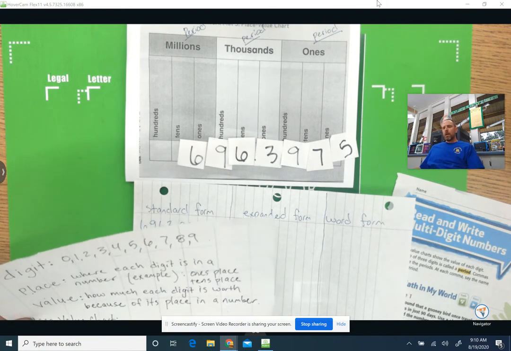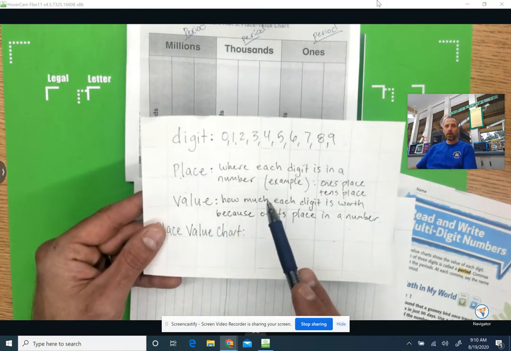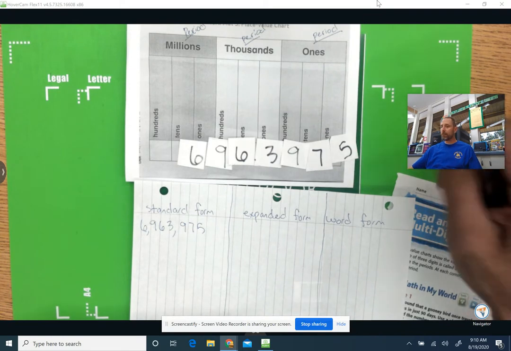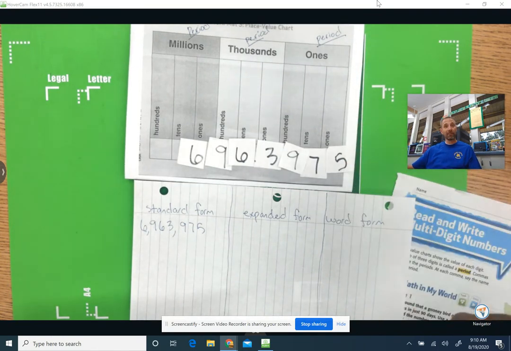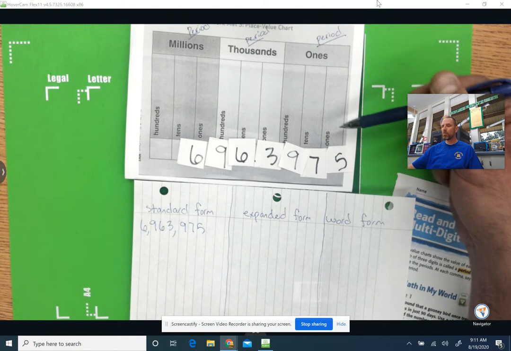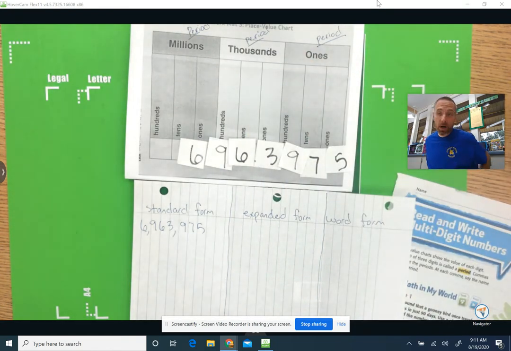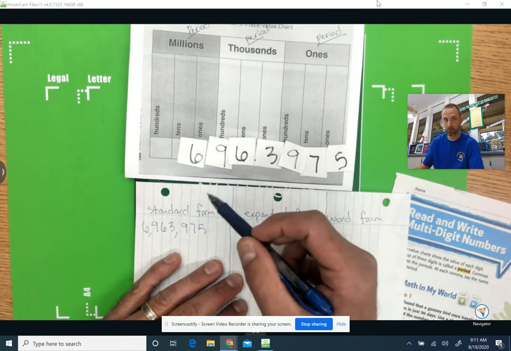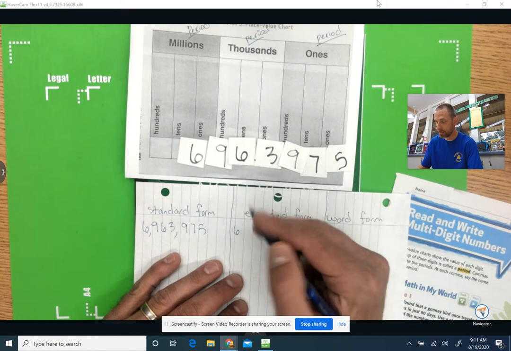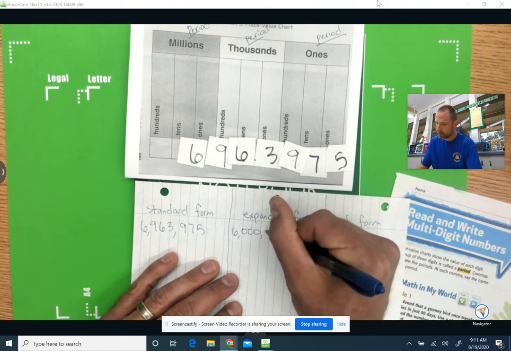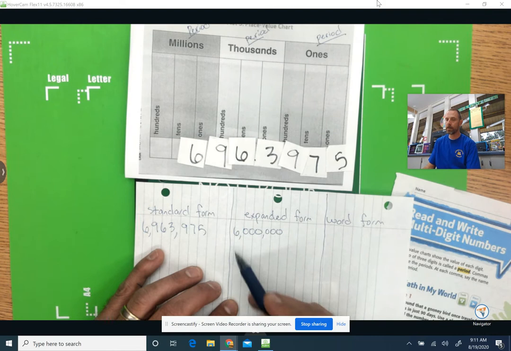And we're going to talk about the value. How much is each digit worth because of its place in a number? The 5 is worth 5 because, well, where is its place in a number? It's in the ones place. Well, let's start over here with this 6. The value of that 6 is 6 million. How do you write 6 million? Well, because it's in the millions place, it's 6 million. We're going to put 6, just like it's there, in our comma, 3 zeros for the thousands period, and 3 zeros for the ones period. Each period separated by a comma.